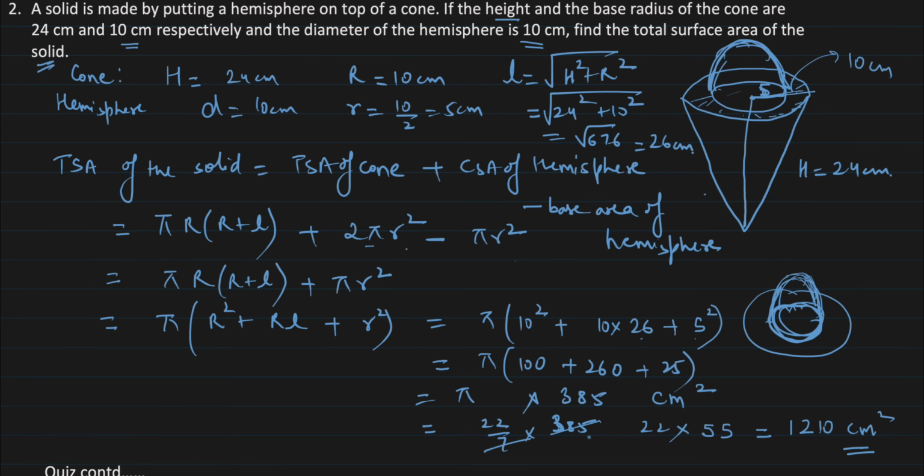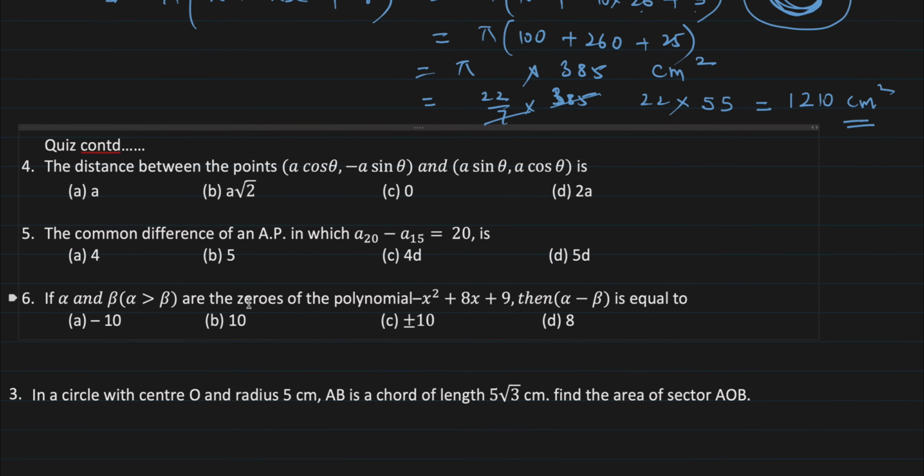Okay, so you can reduce your calculation time. So this is the tip of this video: whenever you have calculations in a mensuration question, take pi common, always write the formula like this and then solve it. Hope it's clear, students. Now the second part of the quiz again continues here.